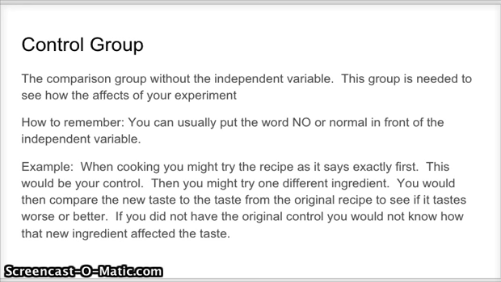The one without the independent variable, so we change the amount of fertilizer between those groups, the one with no fertilizer, is your control group, and I'll show you that in the practice. And then how you can remember it is you can put no in front of the independent variable, since it doesn't have the independent variable. So if the independent variable is fertilizer, you just put the word no in front of it.